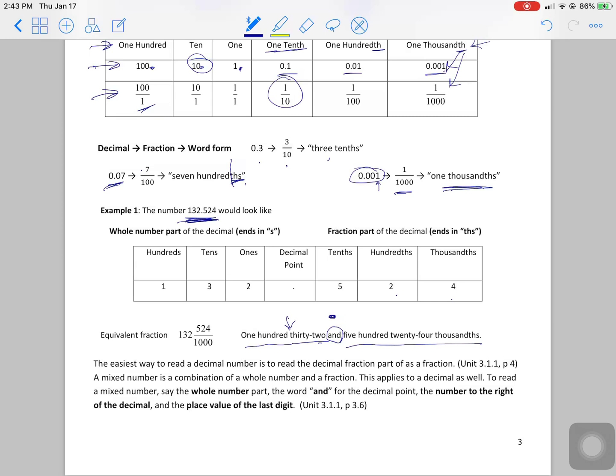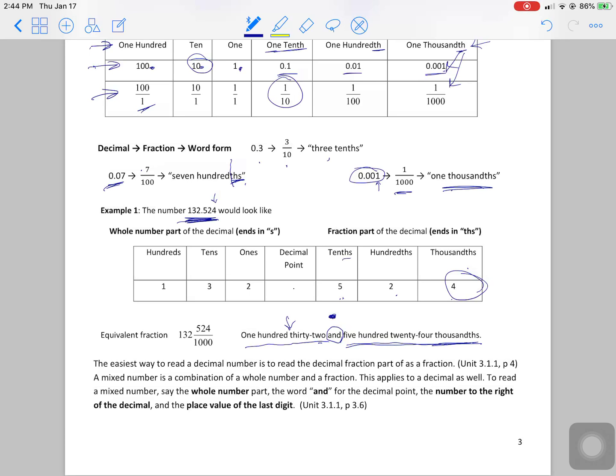So if you're writing out a check, it's 132 and 524 thousandths. Notice the decimal part is described as where the last number lands. So this 4 right here ends up in the thousandths place. So that's how we say that last part of that. Okay, the 5 is in the tenths place. So if something told you to round to the tenths place, you have to know where that is.